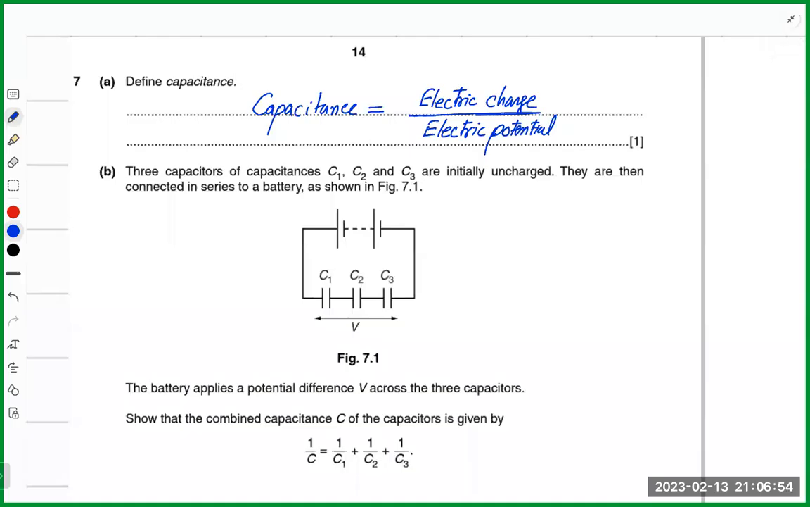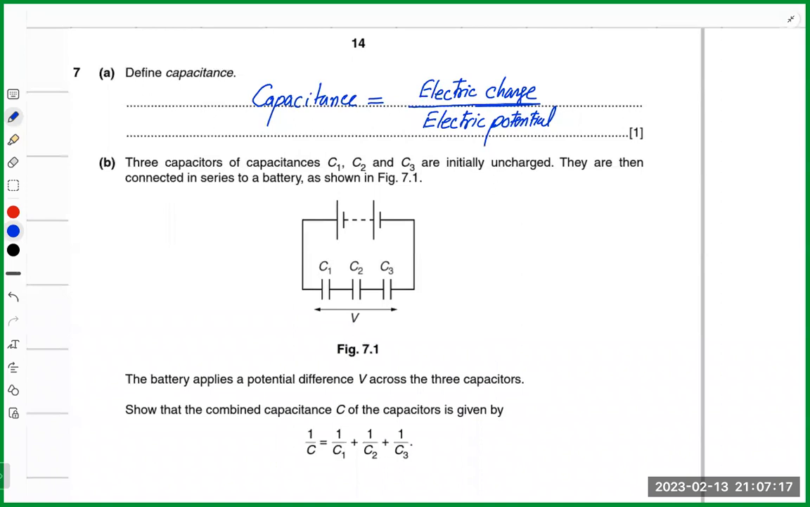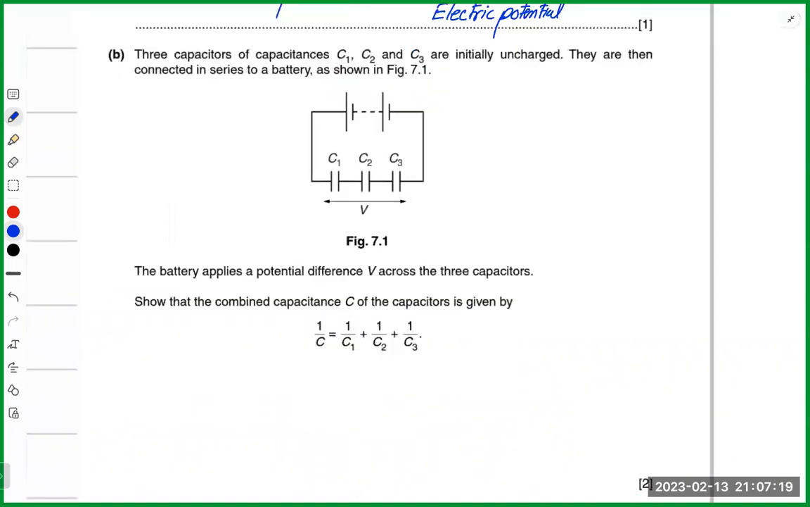So if somebody asks you to define capacitance straightforward, then it is electric charge divided by electric potential. But if the question is to define the capacitance of a parallel plate capacitor, then you have to define which charge on each plate, and which potential difference between the plates. Statements become bigger, but it is still the same thing. But it will get you 2 marks over there.